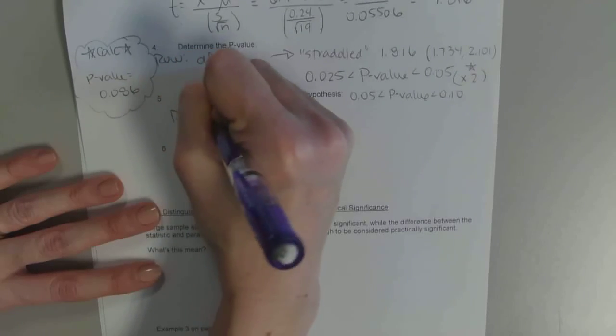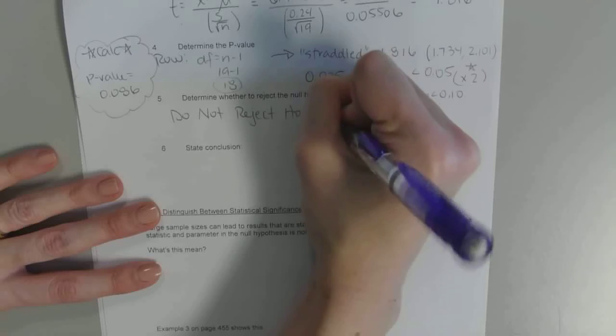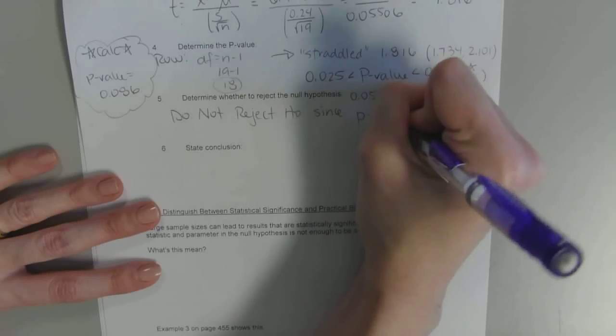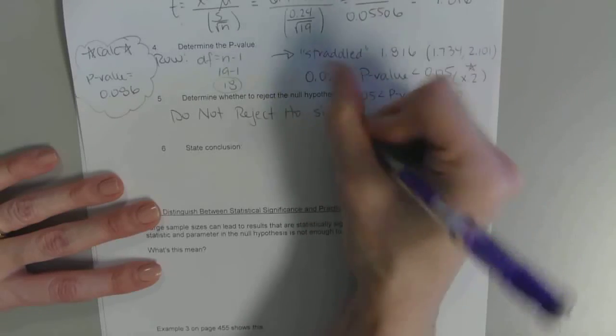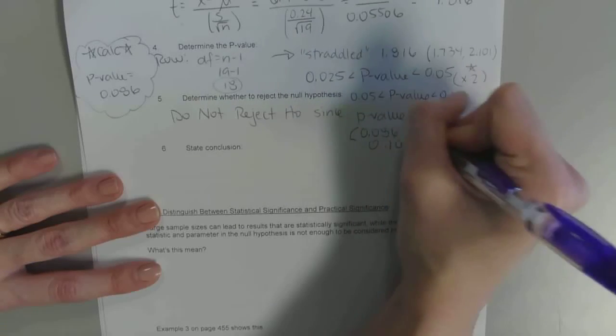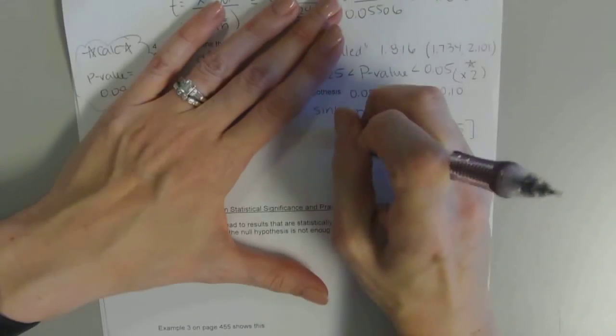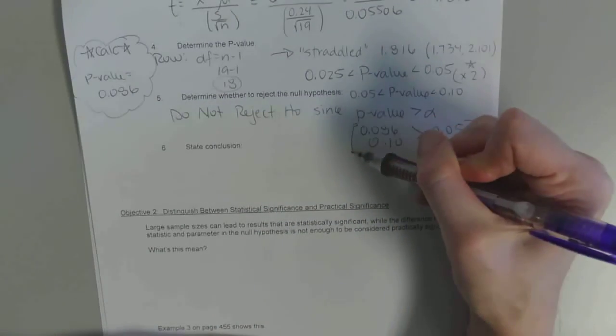Do not reject, okay? So do not reject H naught since the p-value is greater than alpha. And again, you can either use 0.086 or you can use 0.1. Either one is greater than 0.05. But if you were doing it by hand, guys, and you forgot to double it, you would have been rejecting, right, when you shouldn't have. So be careful on a two-tailed test, but that's the only time you double it.